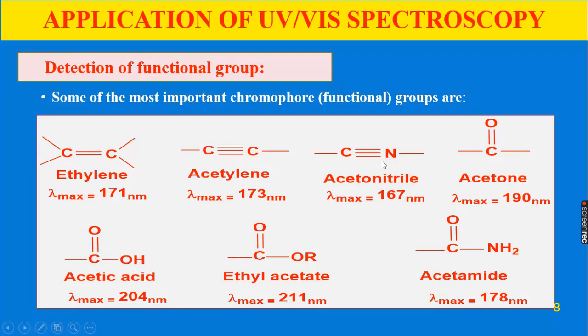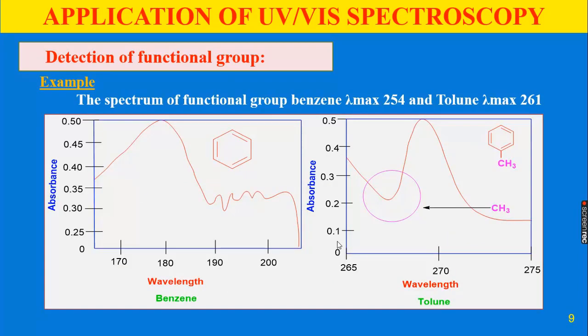Carbon triple bond nitrogen, acetonitrile, absorbs at 167 nanometer. Here is carbon with oxygen, carbonyl in the form of acid, absorbed at 190 nanometer. Acetic acid carboxylate at 204, ethyl acetate ester group at 211 nanometer, and then imide group at 178. So in this way, UV visible spectroscopy helps us to determine some functional groups.